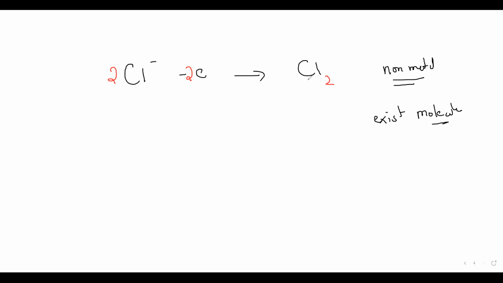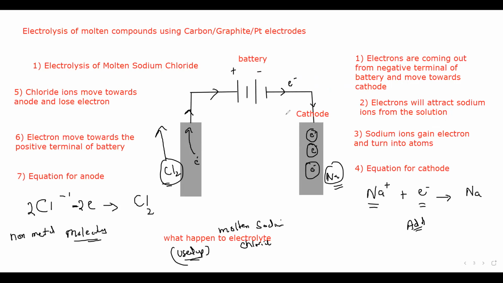So in the exam, what you will do is write the equation for the atom first, and how to turn the atom into an ion. Put two to make this, how the atom turns into a molecule. So just make a group of two atoms and it will turn into a molecule. So this is how the electrolysis of molten sodium chloride is done.